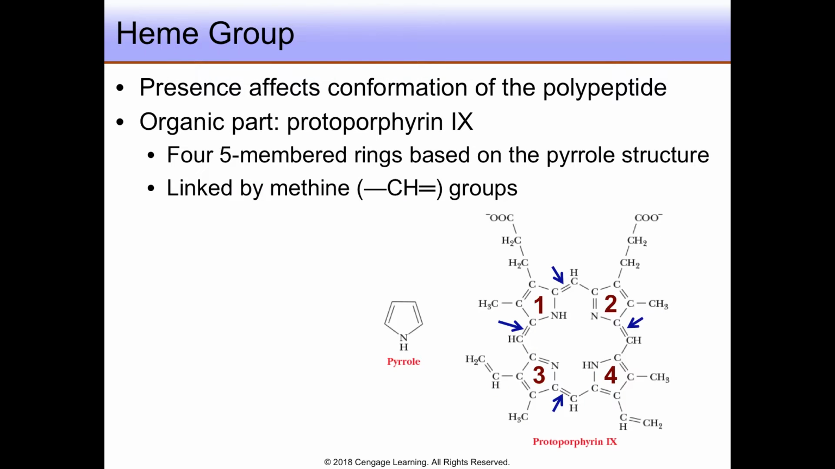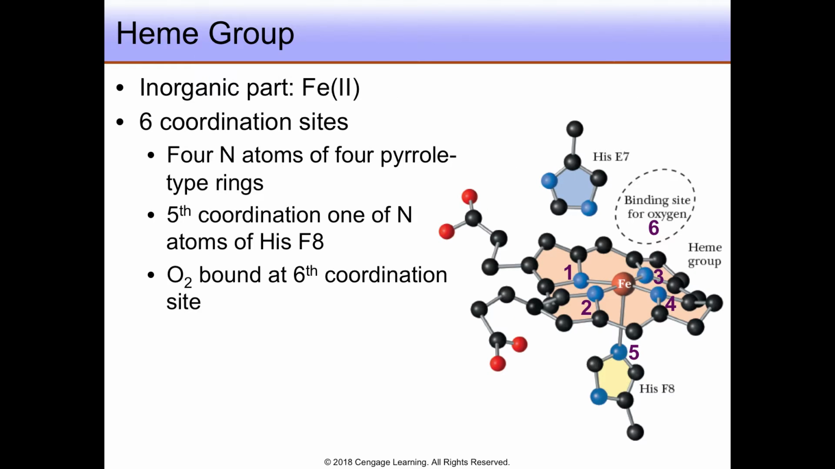Examining the structure of the heme group, we find that it contains 4 5-membered rings based on the structure of pyrrole, and these are linked by methine groups. Its chemical structure is referred to as protoporphyrin IX. Let's look more closely at how the heme group is coordinated within the myoglobin molecule and how this relates to its ability to bind oxygen.